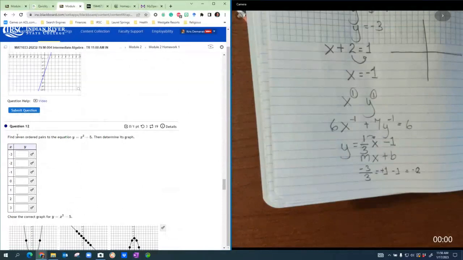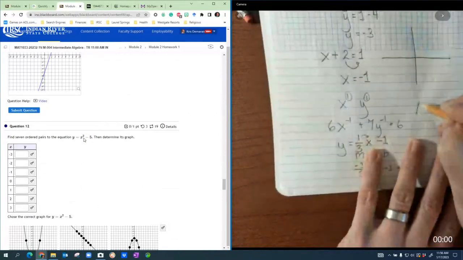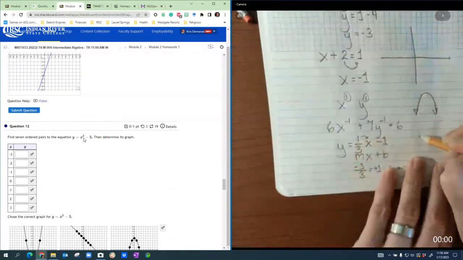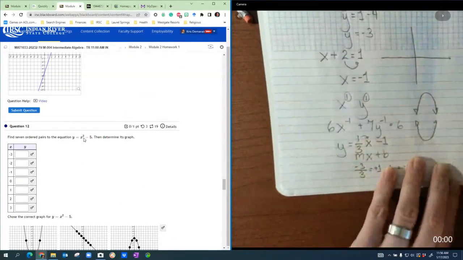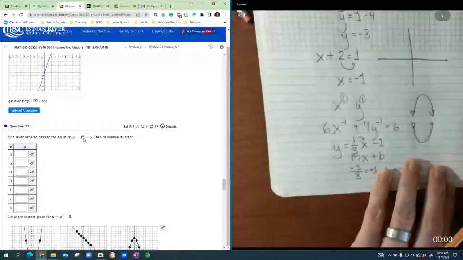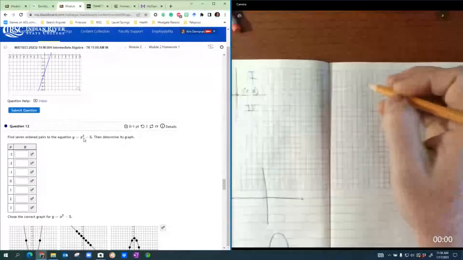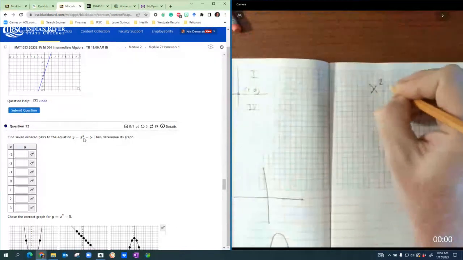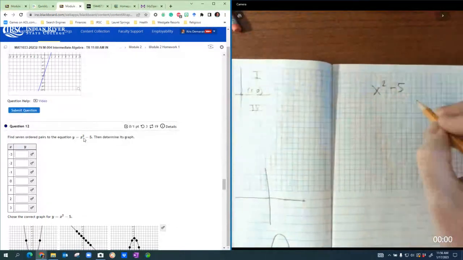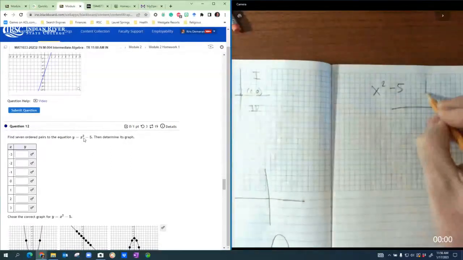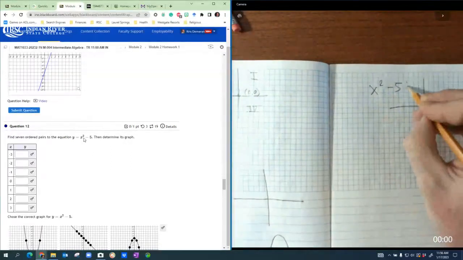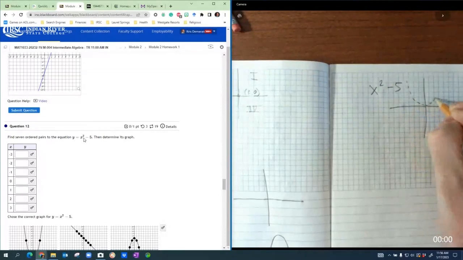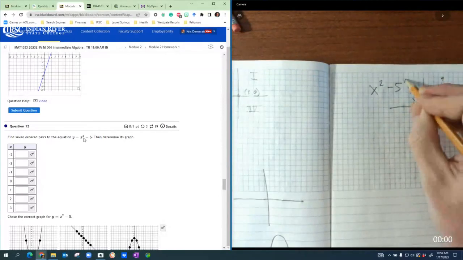So now when you have several ordered pairs, now this is not linear. This is going to be a curve. This is what we call the quadratic equation. Quadratic is going to have a U-shaped looking figure. It can go like this, or it can go like this. Now, whenever it's x squared minus 5, it's going to be the U-shaped looking figure that was at the origin. This is what it typically looks like.